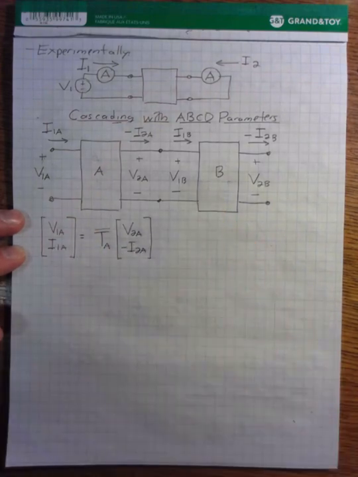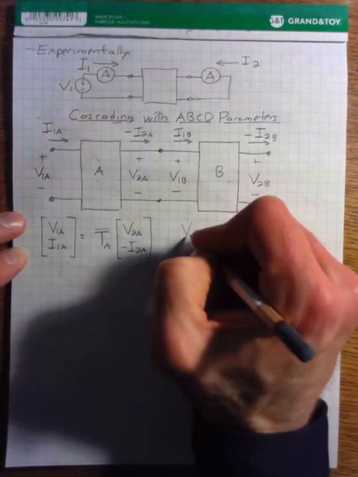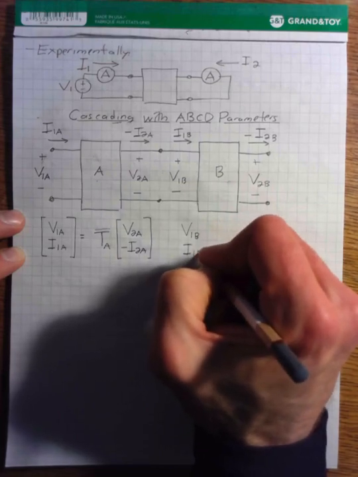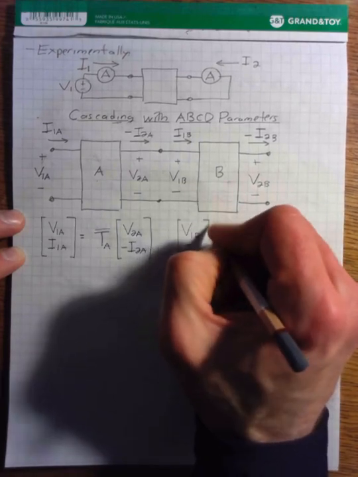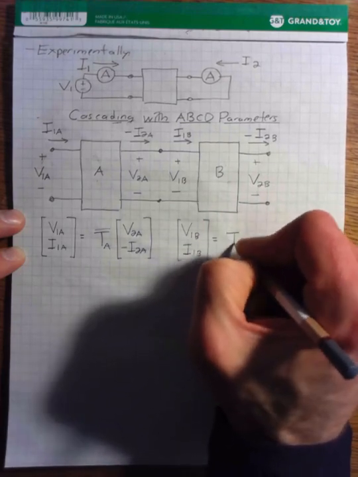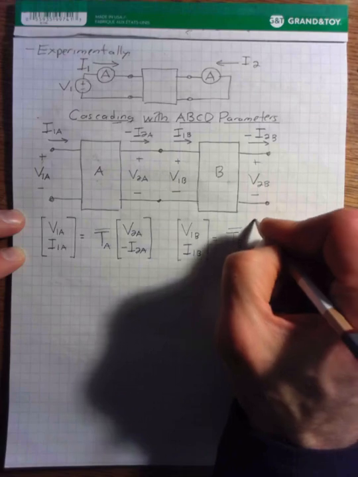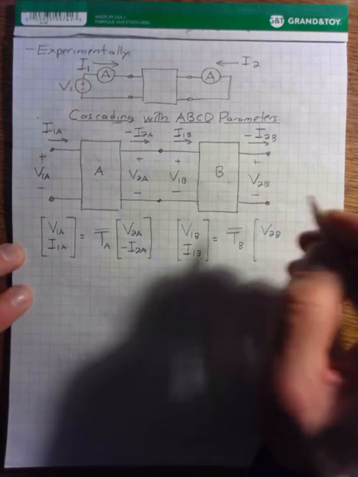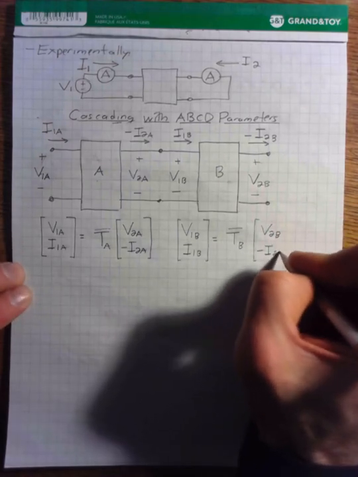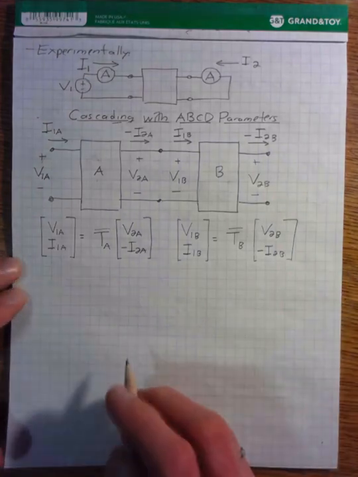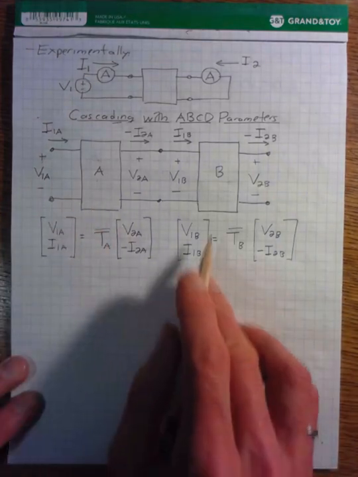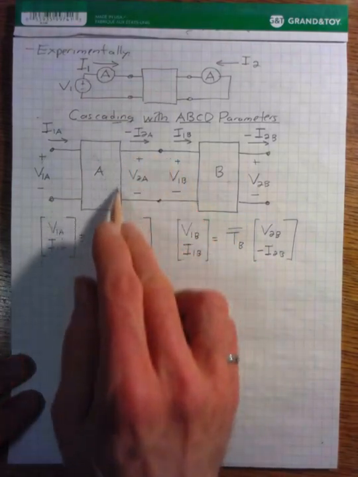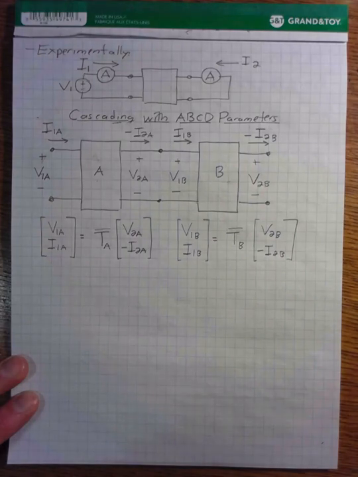We can write the same equation for system B. V1B, I1B is equal to TB times V2B and minus I2B. Okay, so this equation is for the first system, this equation is for the second system. However, obviously when we connect these two systems together, we can start to make some equalities.